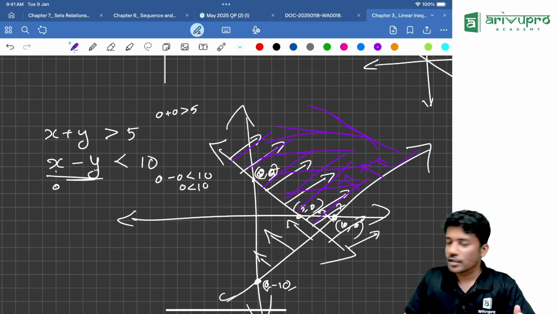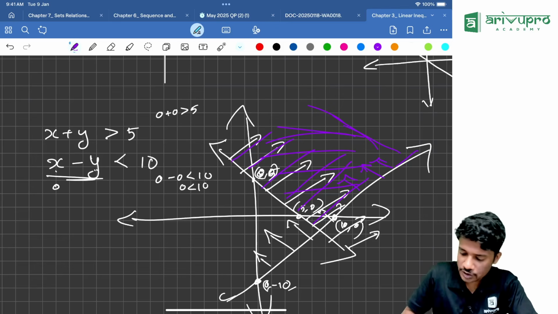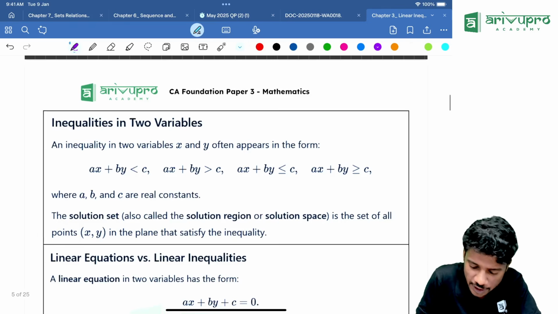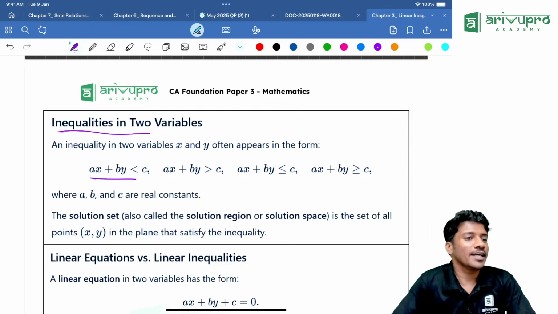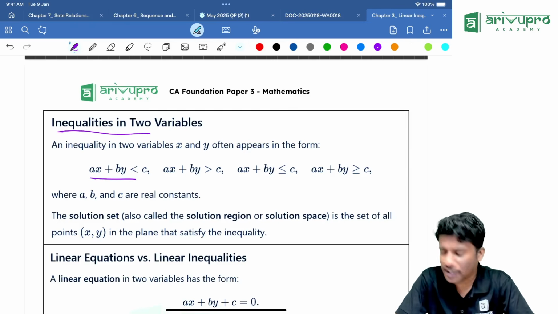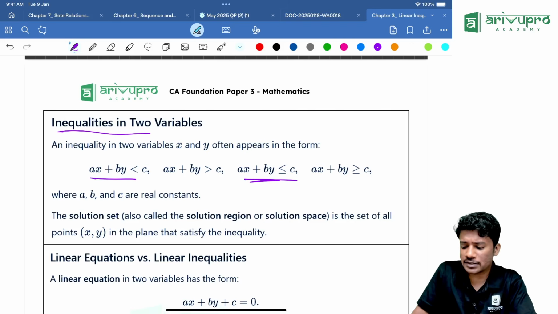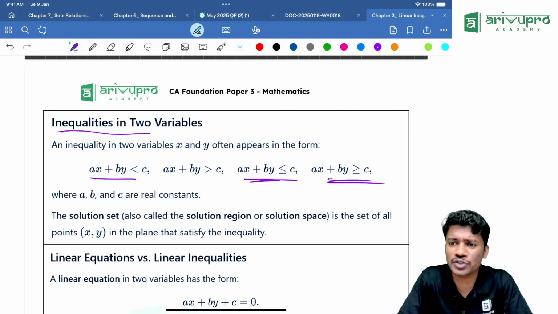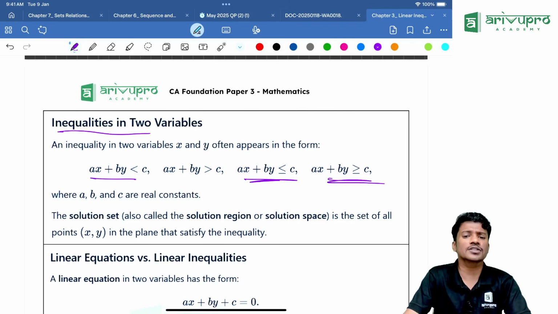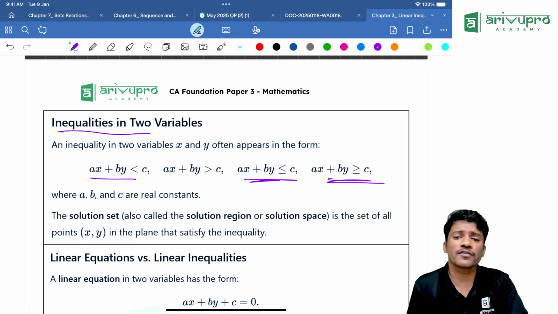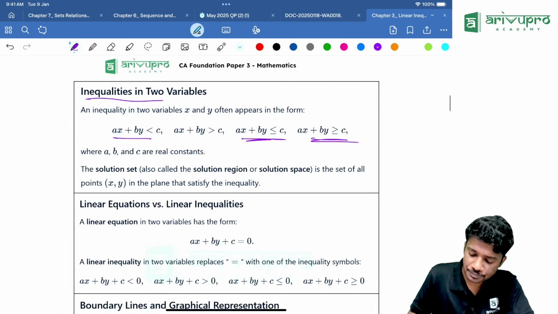Yes. Next question. We'll start off with some questions. Before that, I'll read some things, whatever we discussed till now. Inequality in two variables means ax plus by less than or equal to c, ax plus by greater than c, ax plus by greater than or equal to c. Got it? What is this c? Constant term. Then a is what? Coefficient of x. B is what? Coefficient of y.